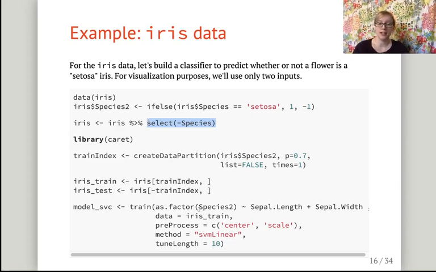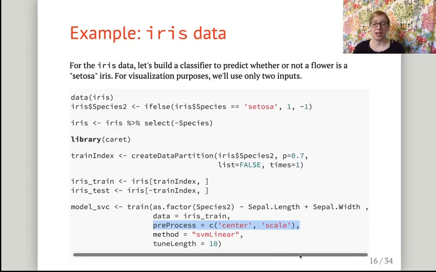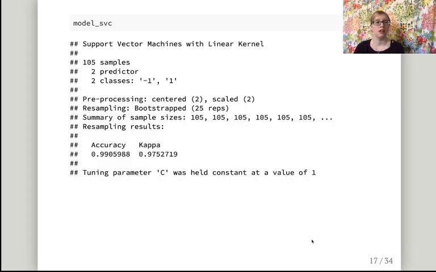So we'll create our data partition for our training data. Here we'll build the pre-process step directly into train because this is a pretty simple pre-processing. We don't need to write a standalone recipe for doing something like this. For visualization purposes, I've chosen to use just 2 inputs, sepal length and sepal width. So we'll take a look at this tuning parameter, C. We're holding that C, or that sum of the slack terms, at a value of 1.